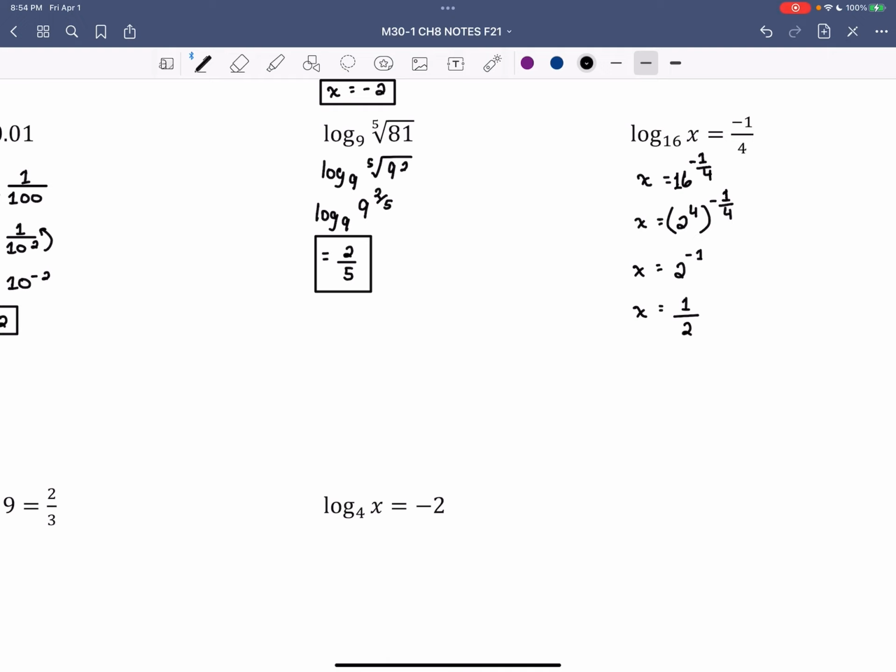Notice that for this one, using the log base b of b to the power of n equals n rule is the same as writing it in exponential form since we're solving for the argument. So I wrote it in exponential form. I took the argument x equals the base 16 to the power of the exponent negative 1 over 4.